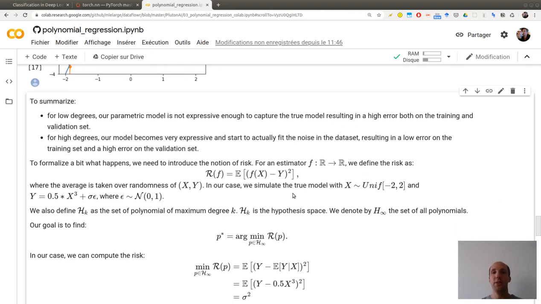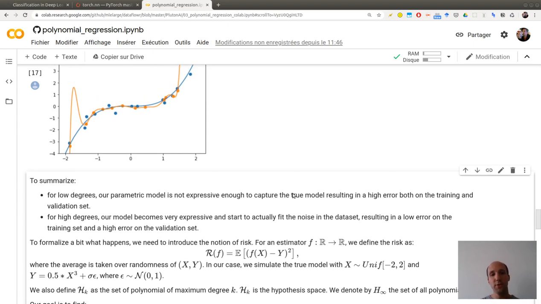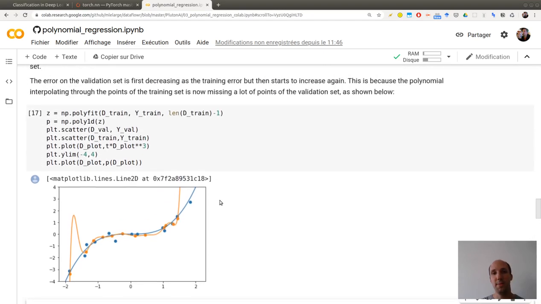So here is a more formal way to analyze this. For low degree polynomials, your parametric model is not expressive enough to capture the true model. So you have a high error, both on the training and on the validation set. For high degrees, your model is very expressive, so you can basically fit the noise in your dataset, so that your training error is very small and your validation error is high.